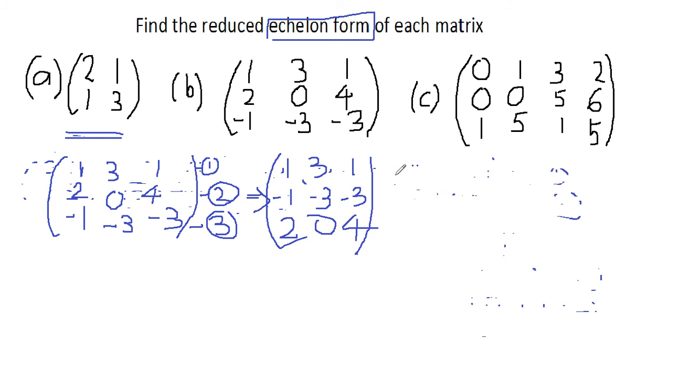So now, this is our first row. Our second row and third row are swapped. Now we can eliminate the x variables in the second and third row. To eliminate the x variable in the second row, we add row 1 to row 2. So 1 minus 1 gives me 0. 3 minus 3 gives me 0. 1 minus 3 gives me minus 2.